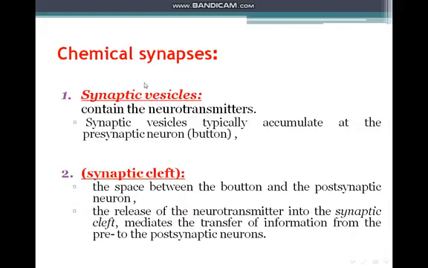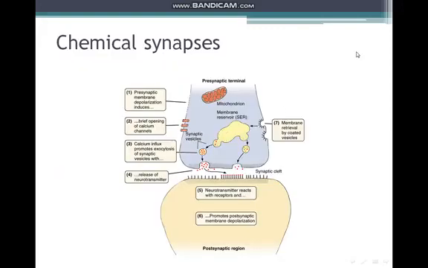In the synapse, we have synaptic vesicles containing the neurotransmitter, found in the presynaptic area, and the synaptic cleft, found between the pre- and postsynaptic areas. In the postsynaptic area we have receptors for the neurotransmitter. This figure shows a chemical synapse, demonstrating the presynaptic area containing vesicles studded with neurotransmitter, and the postsynaptic area with receptors for the neurotransmitter.